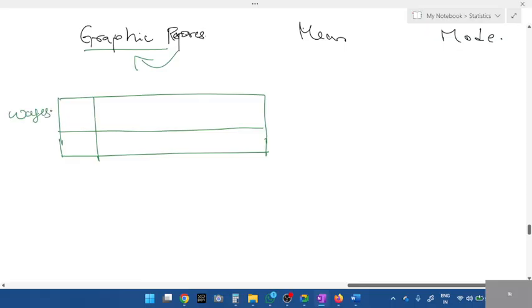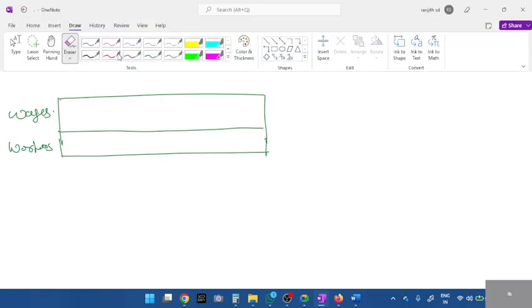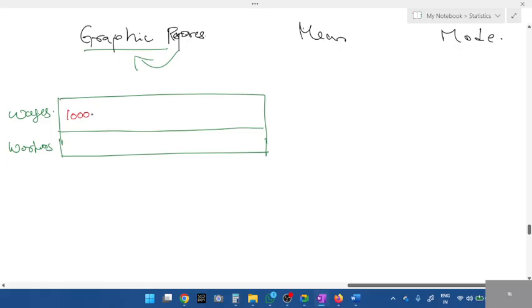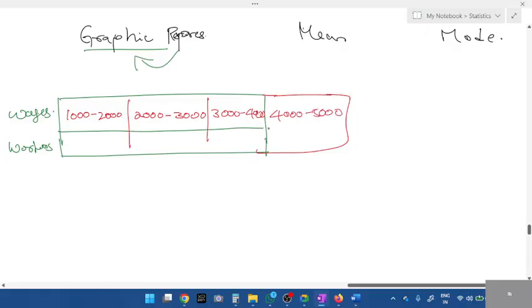One, they'll either give wages, workers. Okay, first thing, wages: 1000 to 2000. Let's try to understand the different types of question. It is very easy to solve. 1000 to 2000. Next, we'll have 2000 to 3000, 3000 to 4000. Next, 4000 to 5000. So wages is nothing but salary per month.